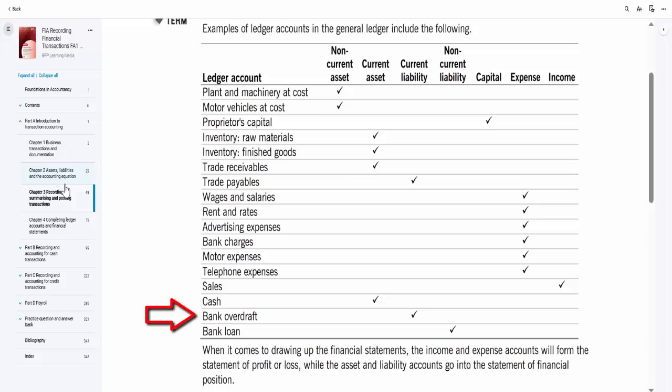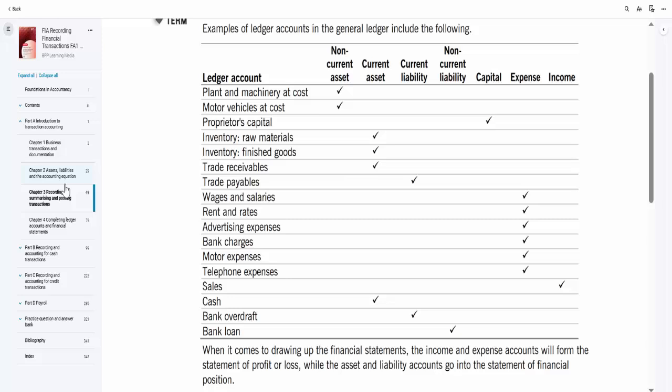16. Bank overdraft: when the business withdraws more money from its bank account than it has available. A current liability because the business must repay the bank soon. 17. Bank loan: money borrowed from a bank that is repaid over time. Classified as a non-current liability if repayment extends beyond 1 year.